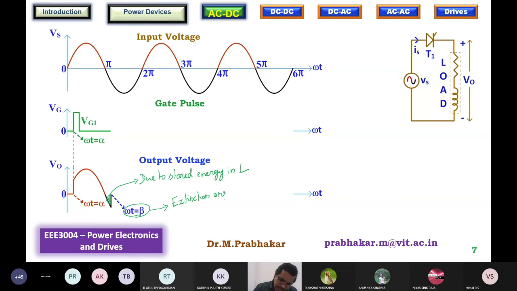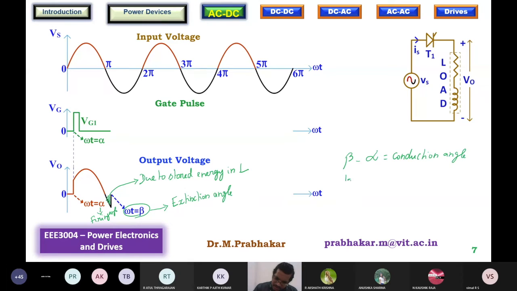Extinction, meaning the instant at which the SCR is turned off and becomes extinct. Not physically, of course, it is turned off. That is called the extinction angle. Alpha I have denoted earlier. Anyway, I'll write it here as well. Firing angle. And the duration beta minus alpha is called the conduction angle. So this is what I was referring to.